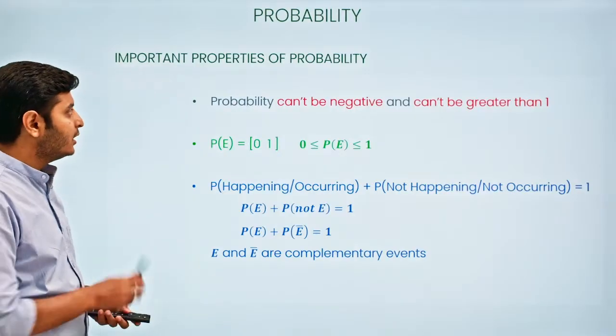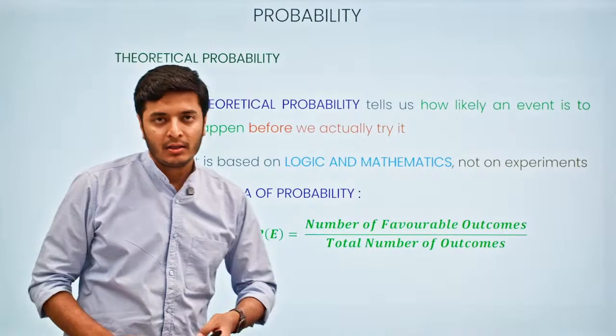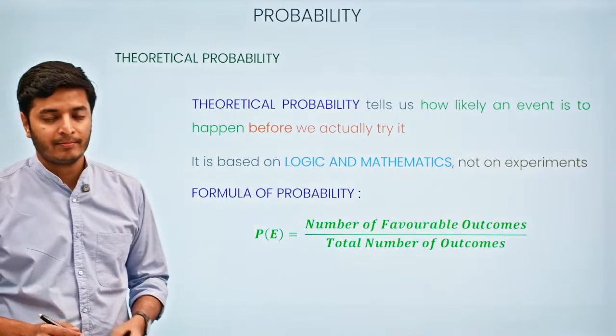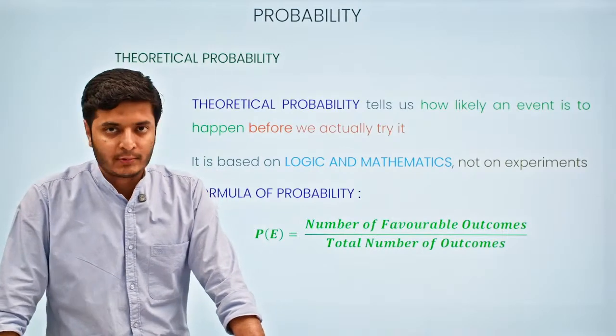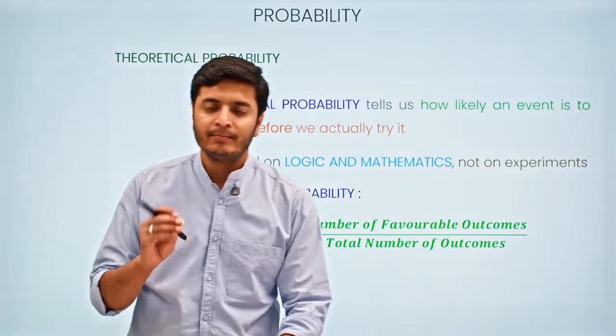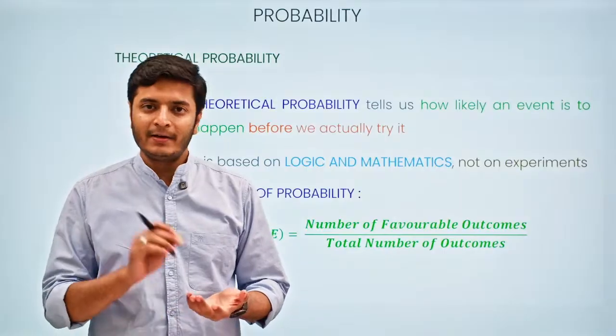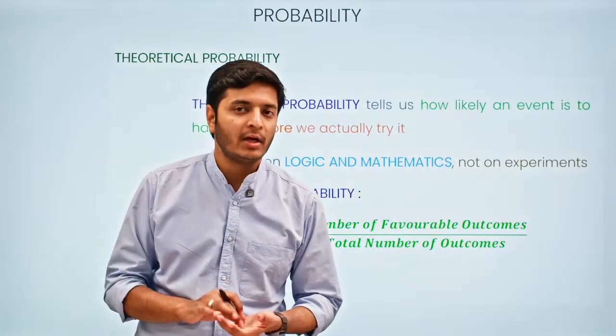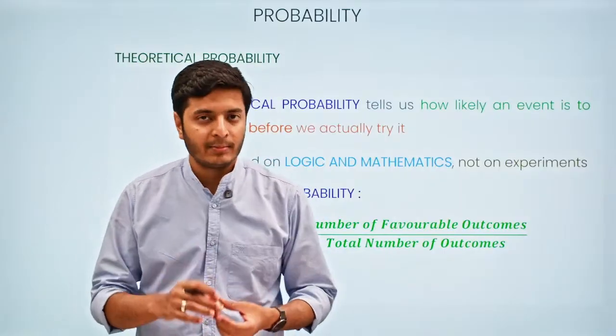Now we understood the logic behind everything. Now let's talk about theoretical probability. As I told you, there are two types of probability. One is experimental. Suppose I'm tossing this coin 50 times, and every time I toss I write down the outcome. This is known as the experimental probability.